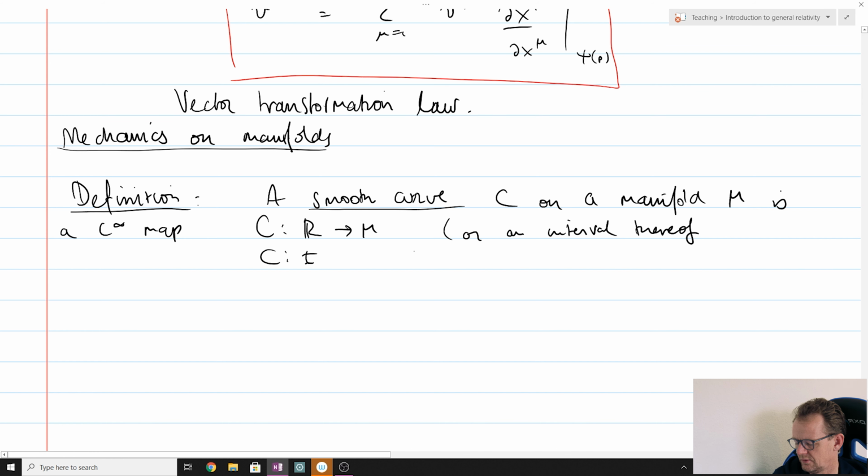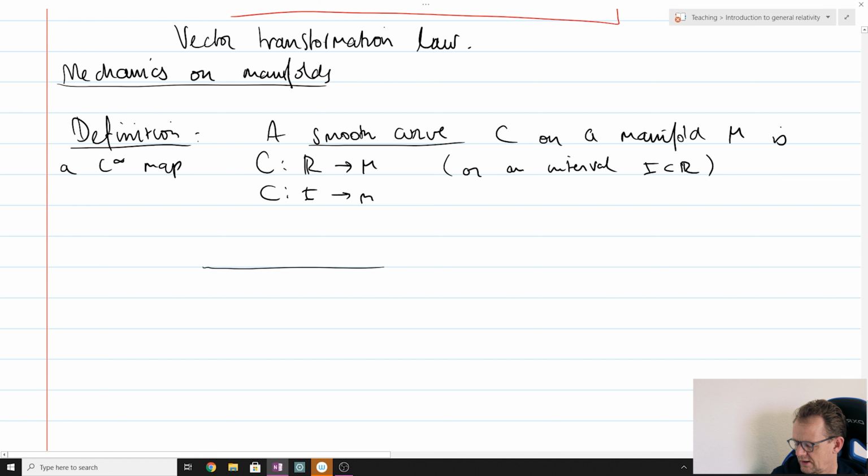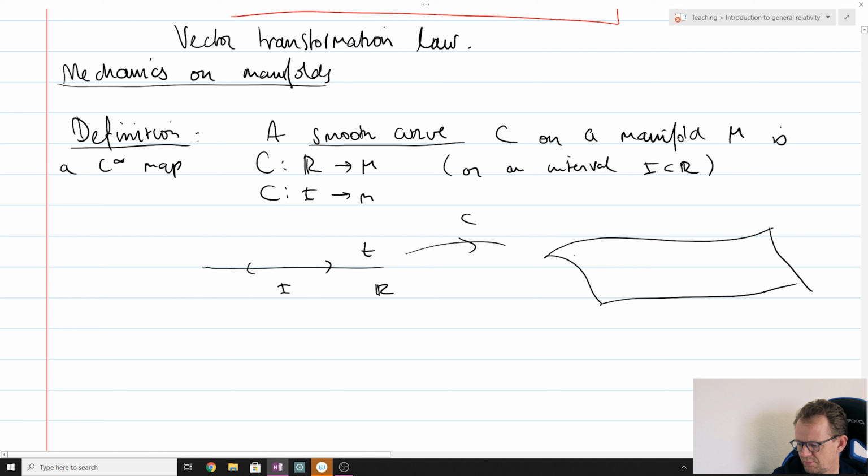C could go from an interval I into M. You don't have to have an infinitely long trajectory. You could have trajectory segments. They're also smooth curves. So the picture you should have here is that you have the real numbers here. You think of that as time, proper time. And C is a map that takes the flat Euclidean one-dimensional space R and gives us an image for each point.